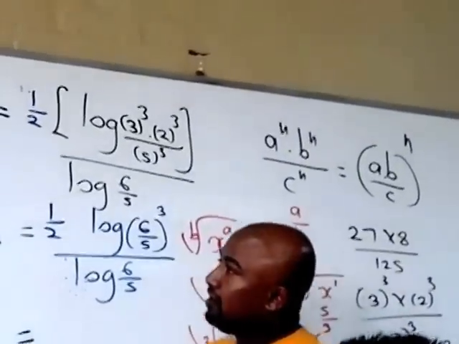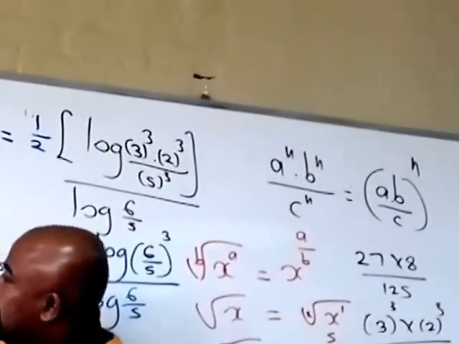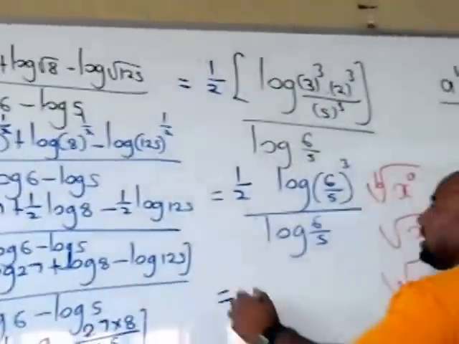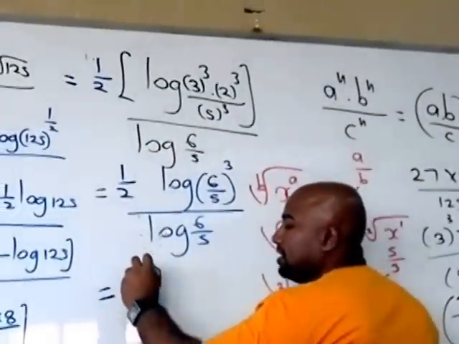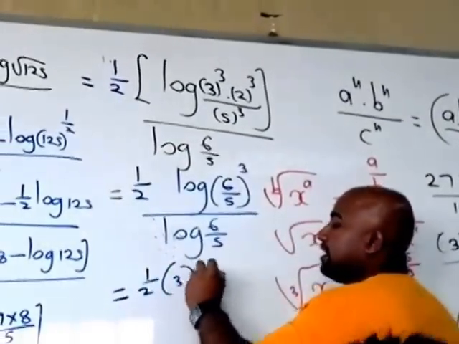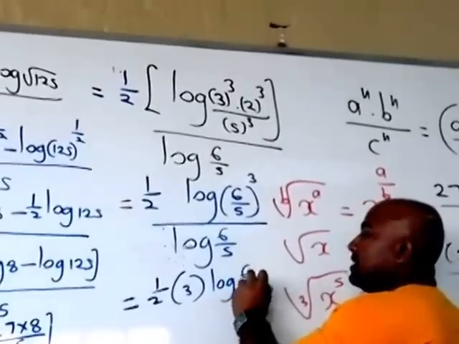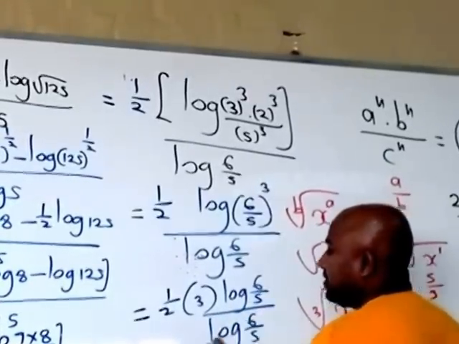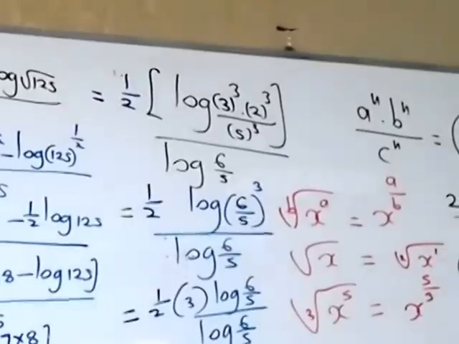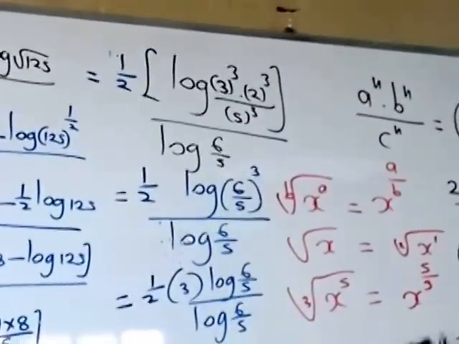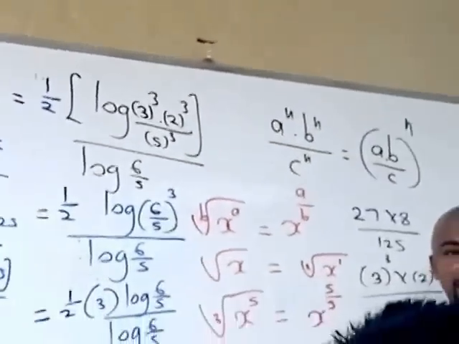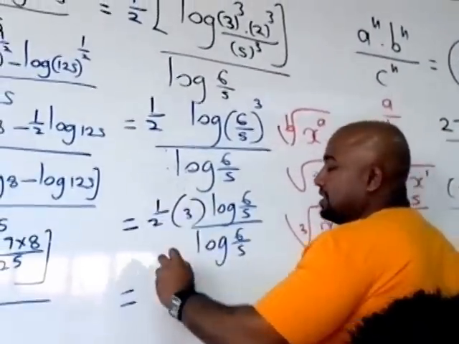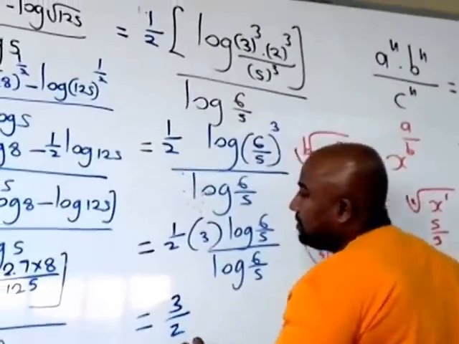from your log law, remember, what did we do here? We brought down the half here. Can you see that? So I can bring down my 3 here, so that's going to be half times 3, and then I've got my log 6 over 5 divided by log 6 over 5. And now what will happen here? Log 6 over 5 cancels off. These are identical, which will cancel. Can you see that? Yes. So you end up with 1 over 2 times 3. 3 times 1 is 3 over 2.